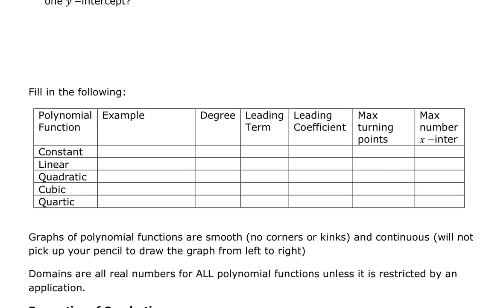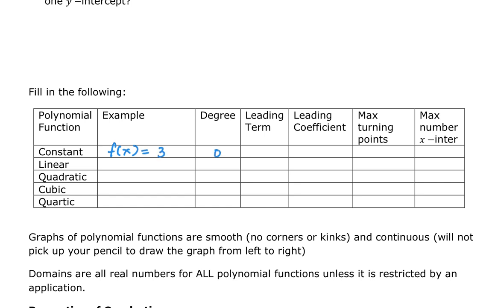If we take a look at determining, by looking at examples, degrees, leading term, leading coefficient, max number of turning points, max number of x-intercepts, you could fill out this chart for any polynomial of degree anything. So we're going to start with a constant. So the function notation is f of x is equal to some constant. We're going to say 3. 3 is a nice number.